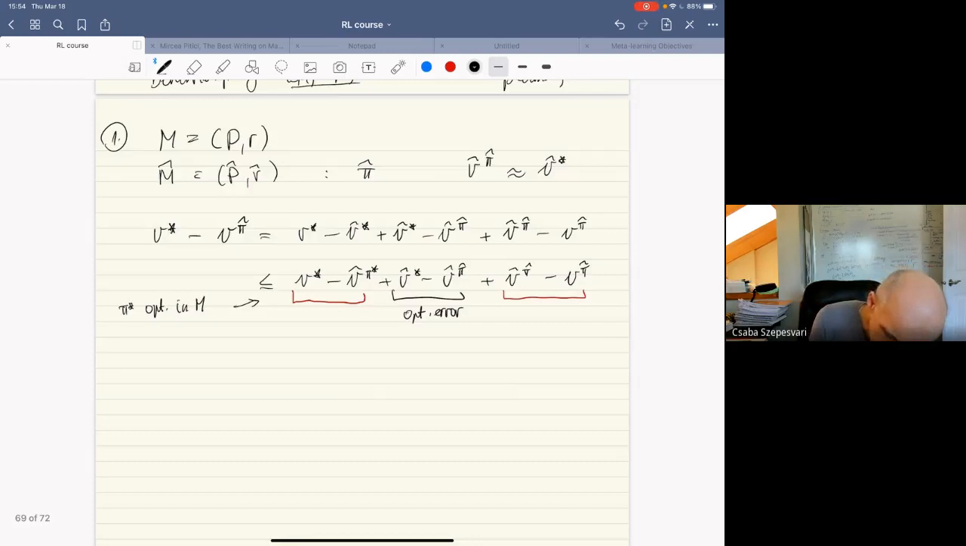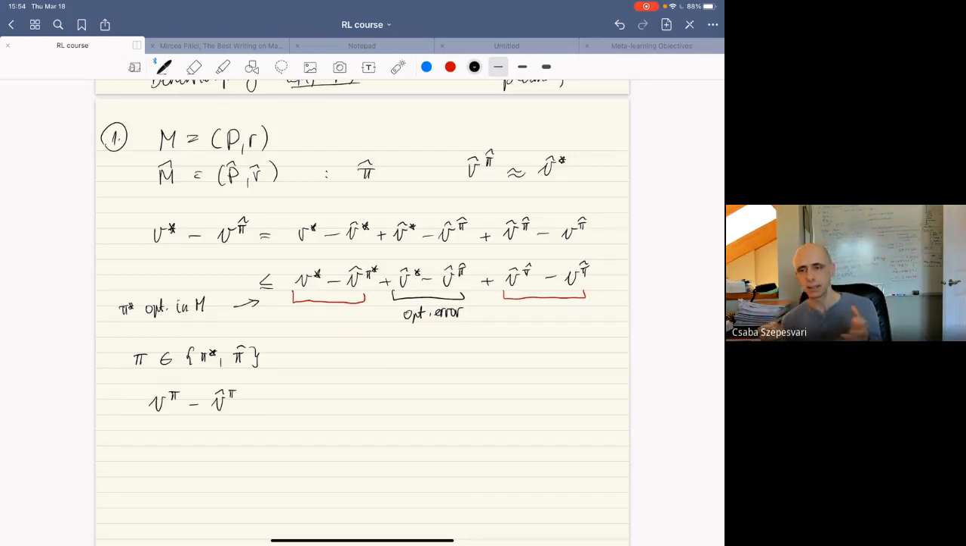If we have a policy, pi, maybe it's going to be either pi star, or it's going to be pi hat. And for this policy, we want to control how much the value function of the policy deviates if you calculate it either in M or M hat. And so this is a sort of a value difference, but now the difference comes not because the policies are different, but because the underlying MDPs are different.